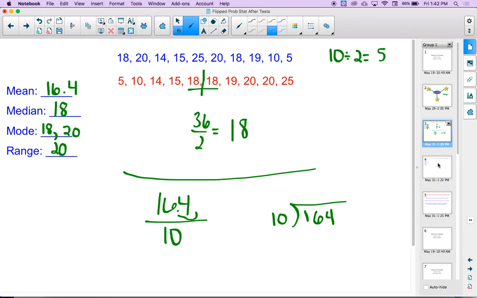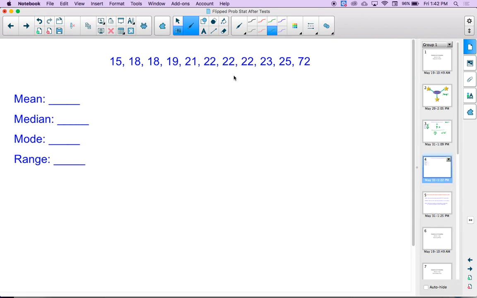I have another example I'd like us to look at, a little bit different one here. Notice this time the numbers are already in least to greatest order. That's because I was feeling pretty nice. Remember, I think that it's easiest to find the mode first. That's the number that occurs the most often. We have 2 18s again. Oh, but we have 3 22s this time. So our mode will be 22, not 18.